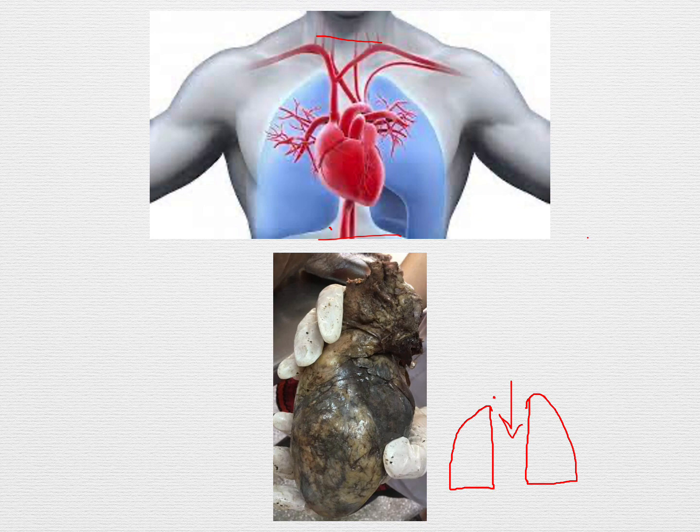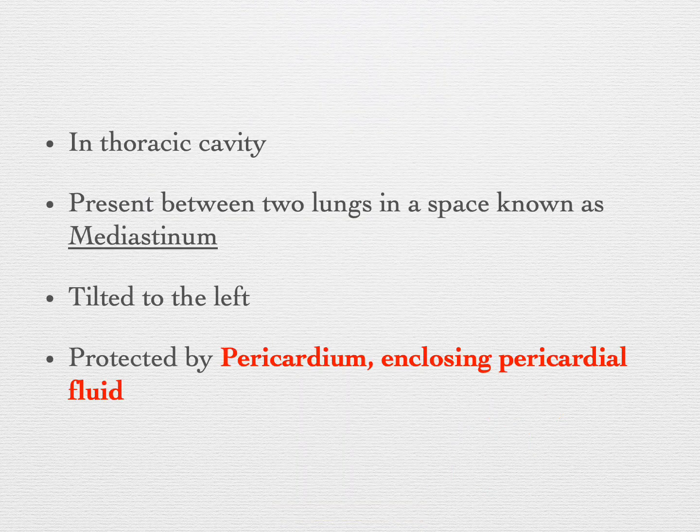Finally, this is a picture of the heart that I've included from my dissection table as a little piece of incentive. So just to run through the section, the heart is present in the thoracic cavity. It is present between the 2 lungs in a space known as mediastinum. It is slightly tilted to the left, and it is protected by pericardium, which encloses the pericardial fluid.